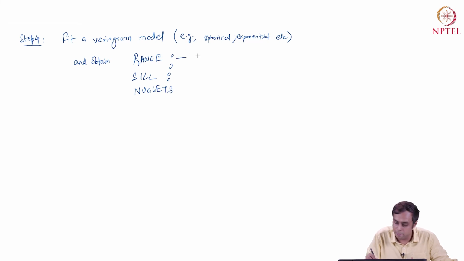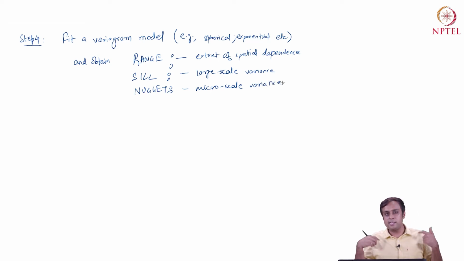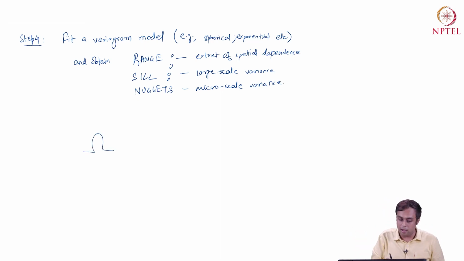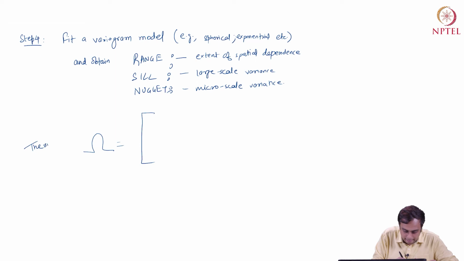The range is nothing but the extent of spatial dependence in data. Sill is the large scale variance, and nugget is the micro scale variation or variance. Okay. These parameters now start to ring a bell of how omega will look. So omega is the unknown, which is what I am after. This is the unknown variance covariance that we are after.